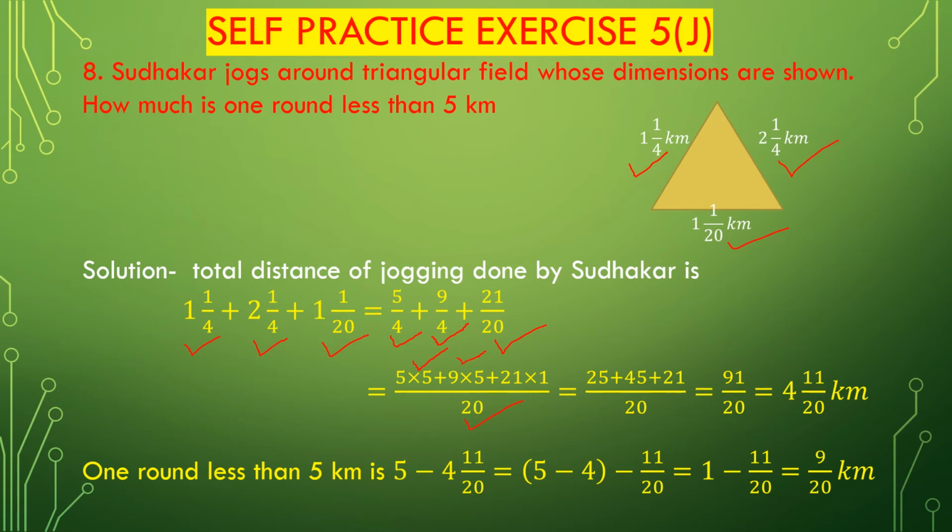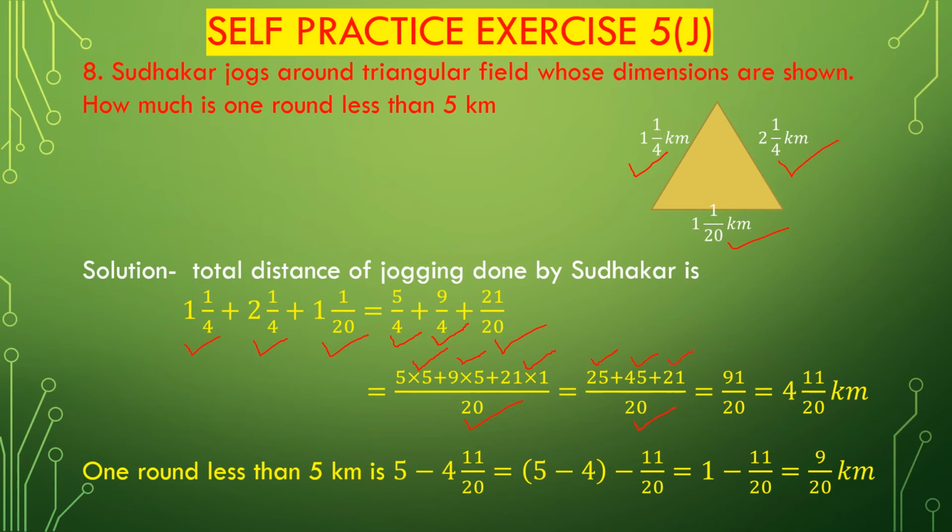Now divide LCM 20 by the denominator 20 of 21/20. 20 divided by 20 is 1. 1 multiplied with numerator 21, 21 multiplied with 1. Now we get 5 multiplied with 5 plus 9 multiplied with 5 plus 21 multiplied with 1, divided by LCM 20. 5 multiplied with 5 is 25, 9 multiplied with 5 is 45, and 21 multiplied with 1 is 21, divided by 20.